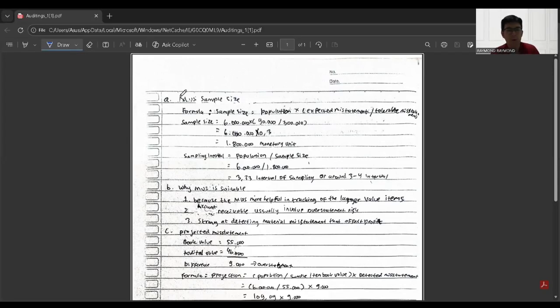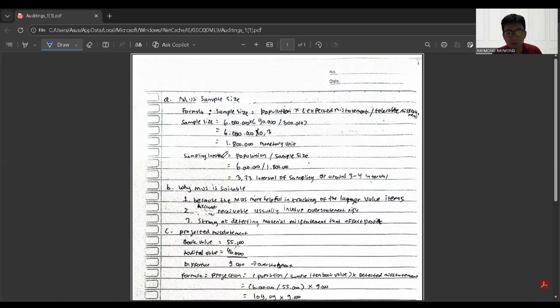So first, we calculate the MUS sample size. The formula for sample size is population times expected misstatement divided by tolerable misstatement. That equals 6 million, which comes from total accounts receivable, times 90,000 expected misstatement, divided by 300,000, the tolerable misstatement. That equals 6 million times 0.3, which is 1.8 million.